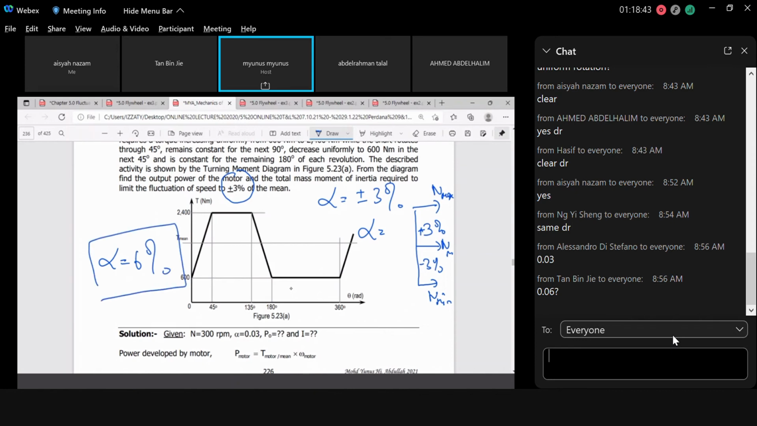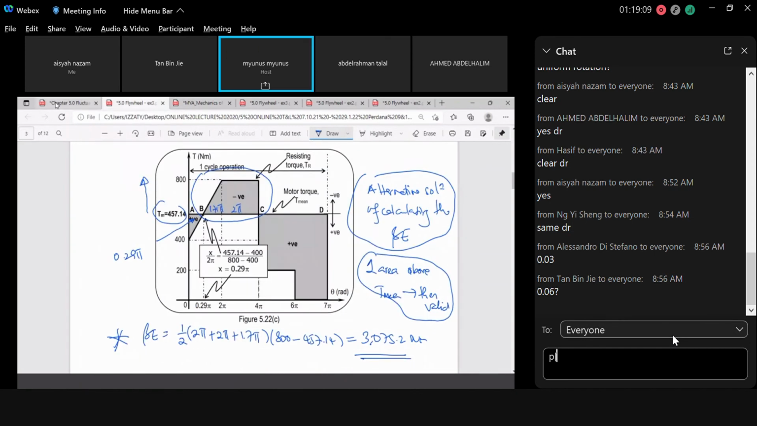And you have to understand what alpha is. Remember, the equation of alpha is equal to n max minus n mean divided by n mean. And that is the alpha, isn't it? So you have to understand the equation and you also have to know how to use the equation. Okay? I think that's about it.